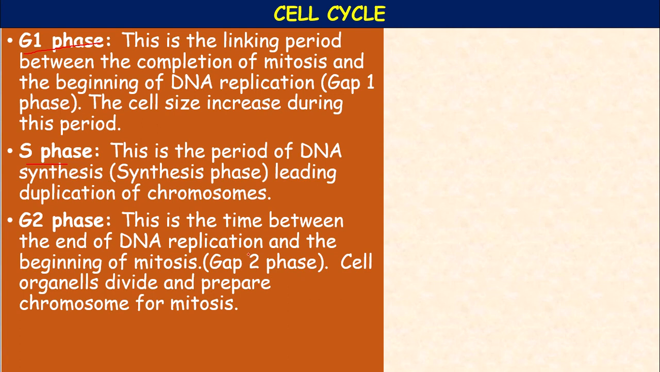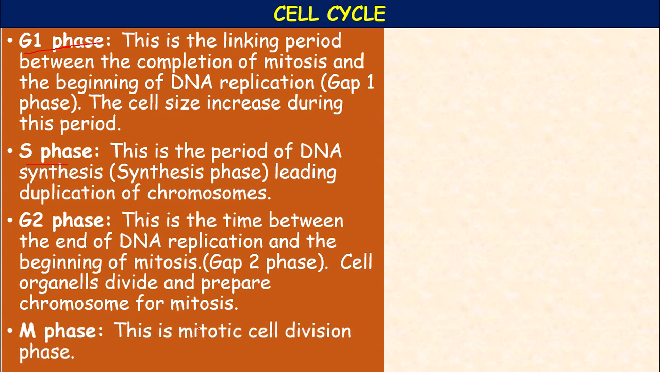Between the end of DNA replication and the beginning of mitosis is Gap phase 2, growth phase 2, and prepare chromosomes for mitosis. Then M phase: interphase followed by M phase. This is nothing but the mitotic phase, the mitotic division phase.